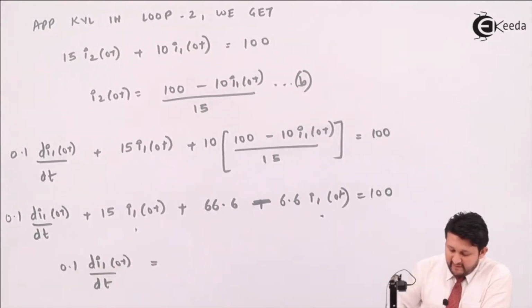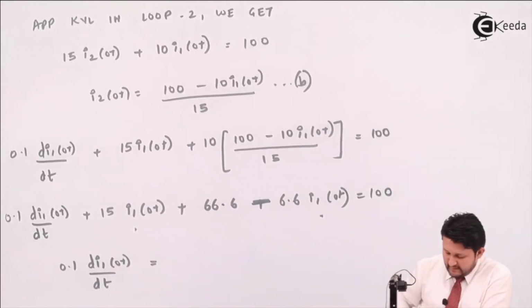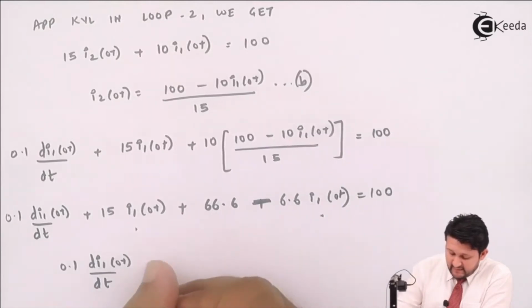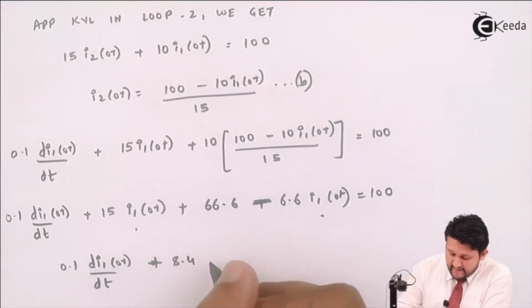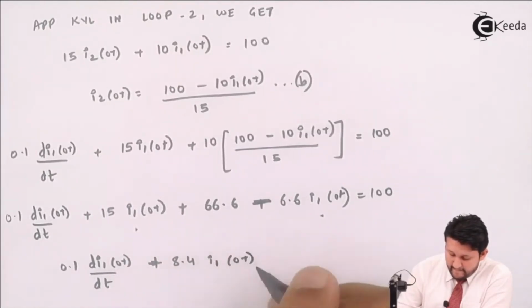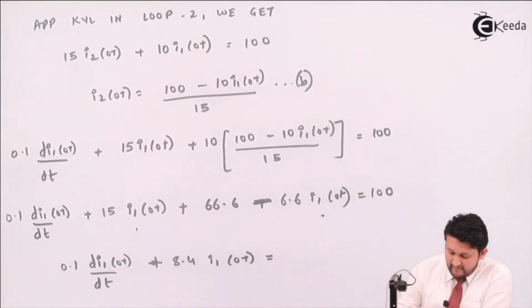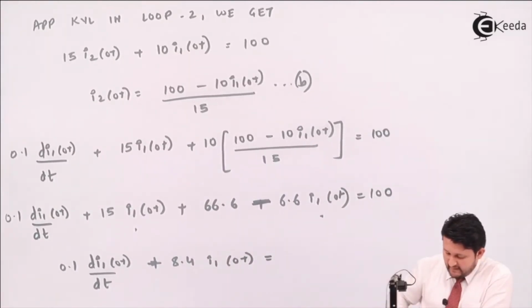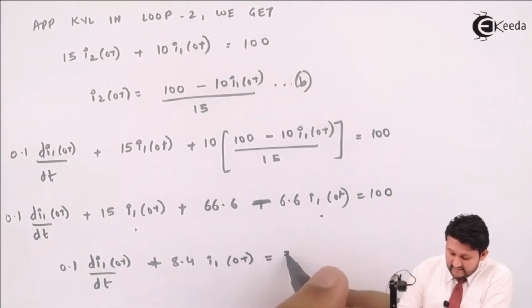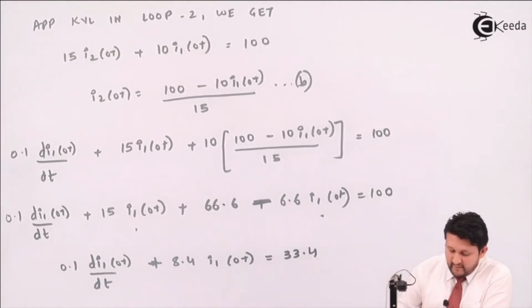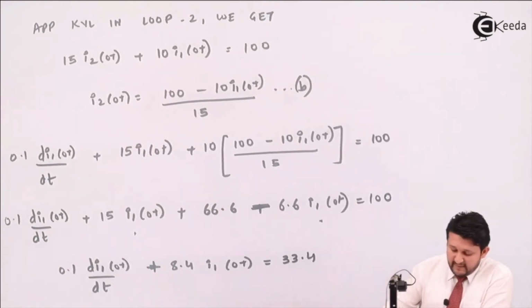So it will be 15 minus 6.66. The value which you get is 8.4. I1(0+) equal to, next will be 100 minus 66.6. The value which you get is 33.4. So compare this equation, my dear friends, with the standard equation.